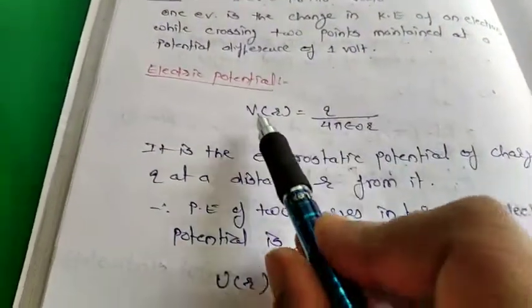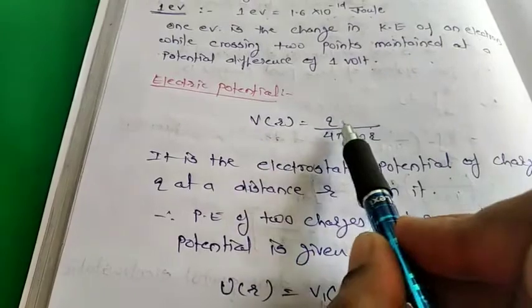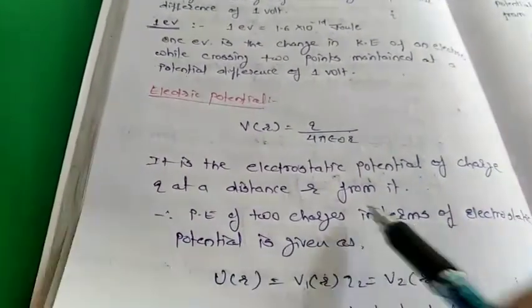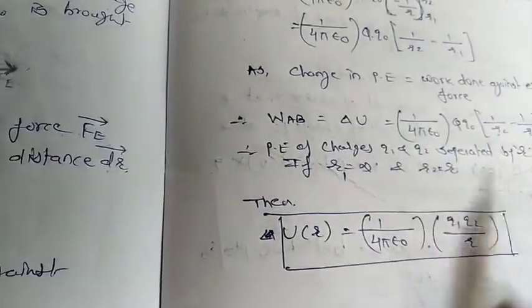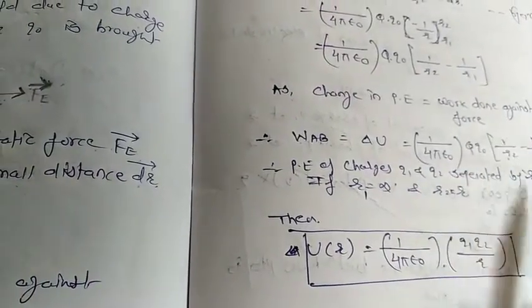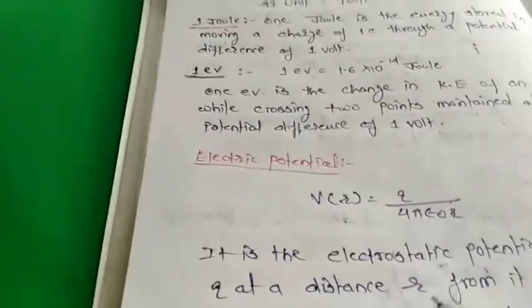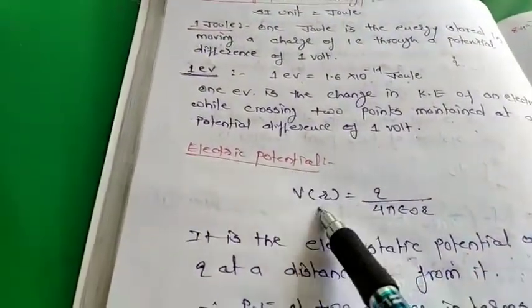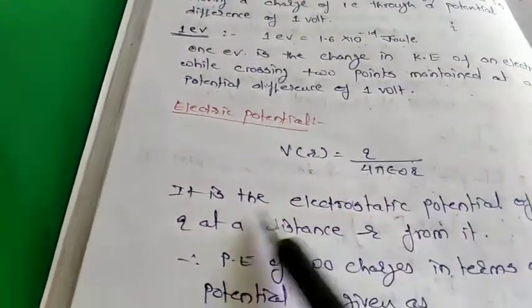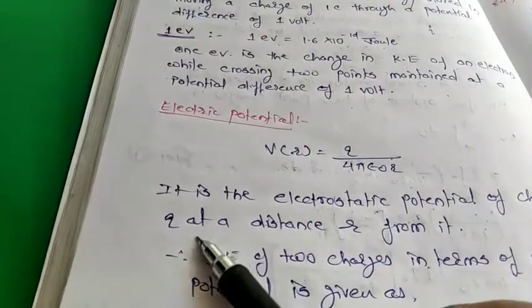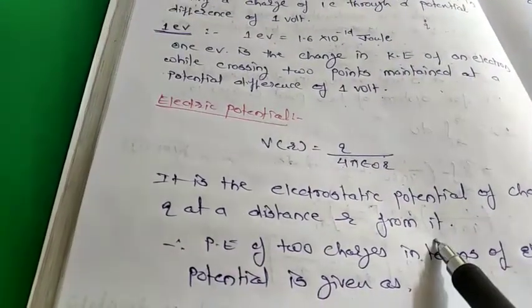The next is the electric potential. Electric potential V(r) is equal to Q upon 4 pi epsilon 0 r. In the last lecture we have seen this formula, for the 2 points, that is r1 to r2. Here it is for the point charge, that is, electric potential is Q upon 4 pi epsilon 0 r. It is the electrostatic potential of charge Q at a distance r from it.